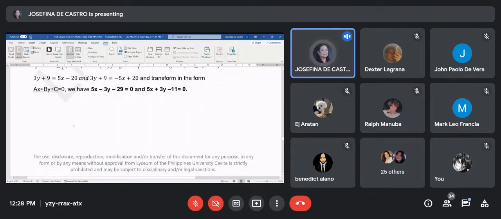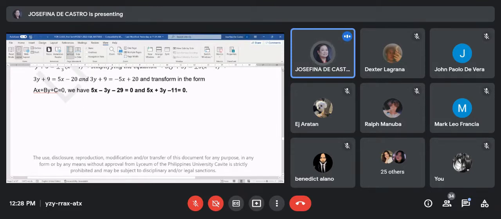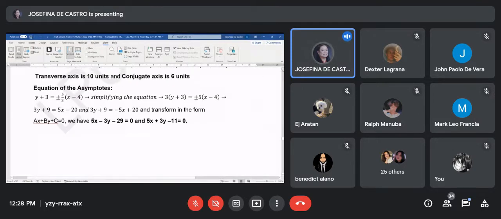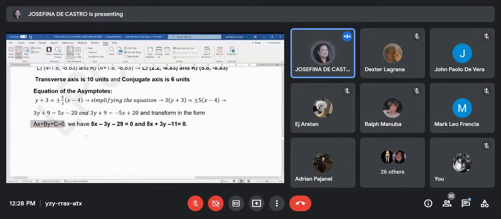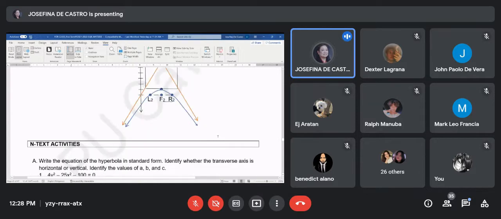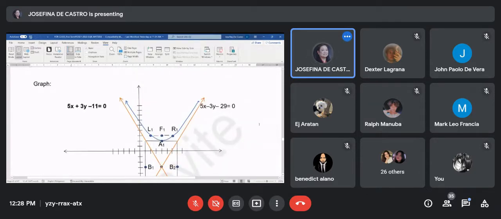Bali, 10 na ang parts. So, for the asymptotes, you have to simplify the asymptotes in the form ax plus by plus c is equal to 0. Okay? So, dapat ganito ang equation of the asymptotes. Then ilagay nyo yung equation of the asymptotes dun sa dalawa. Kung ano yung nakaslang sa right, yun yung positive. Ano yung nakaslang sa left, yun yung negative. Okay?